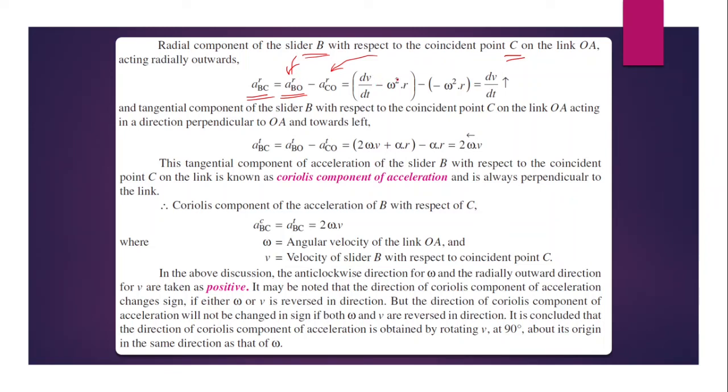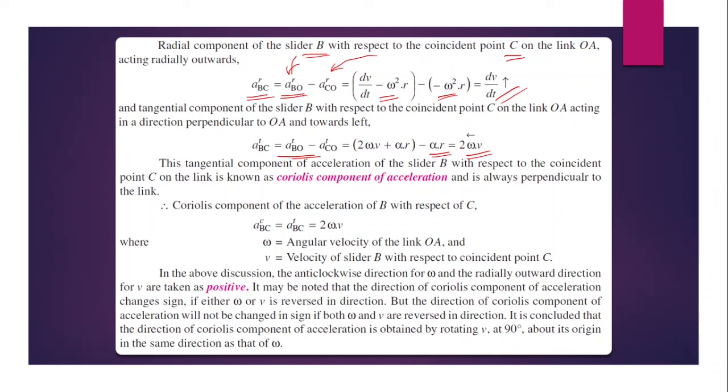Then dv by dt minus omega square r, which we have already derived, minus omega square r, which is the radial component of acceleration of C with respect to O, is equal to dv by dt. Then the tangential component, again the same equation: 2 omega v plus alpha r, the tangential component of B with respect to O, minus the tangential component of C with respect to O, alpha r, gives 2 omega v.